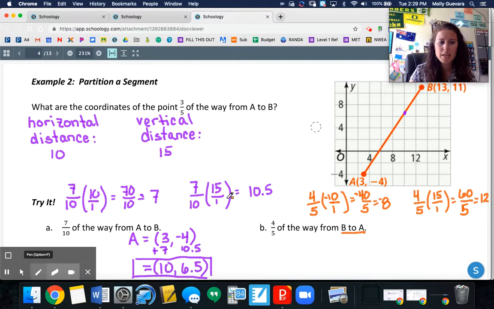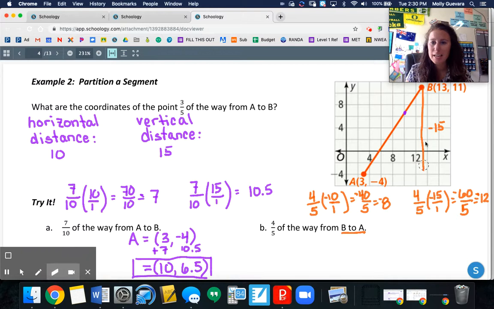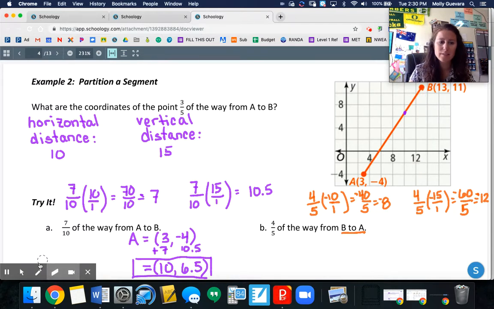Same thing here. I'm going from B to A. So I'm going down 15. So that makes it a negative 15, which makes this a negative 60, which makes this a negative 12. So instead of adding 8, I'm actually going to end up subtracting 8. And instead of adding 12, I'm going to subtract 12 from my point B.